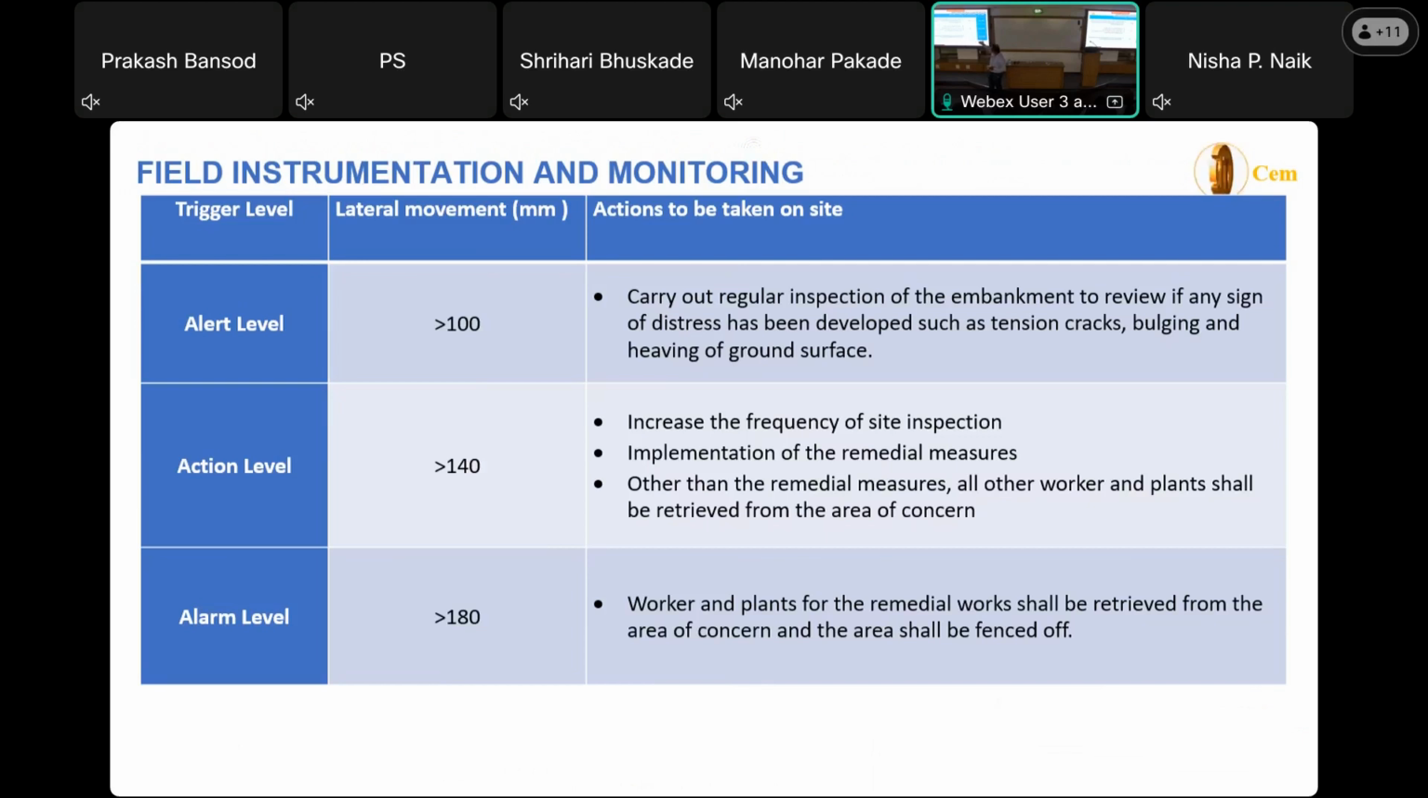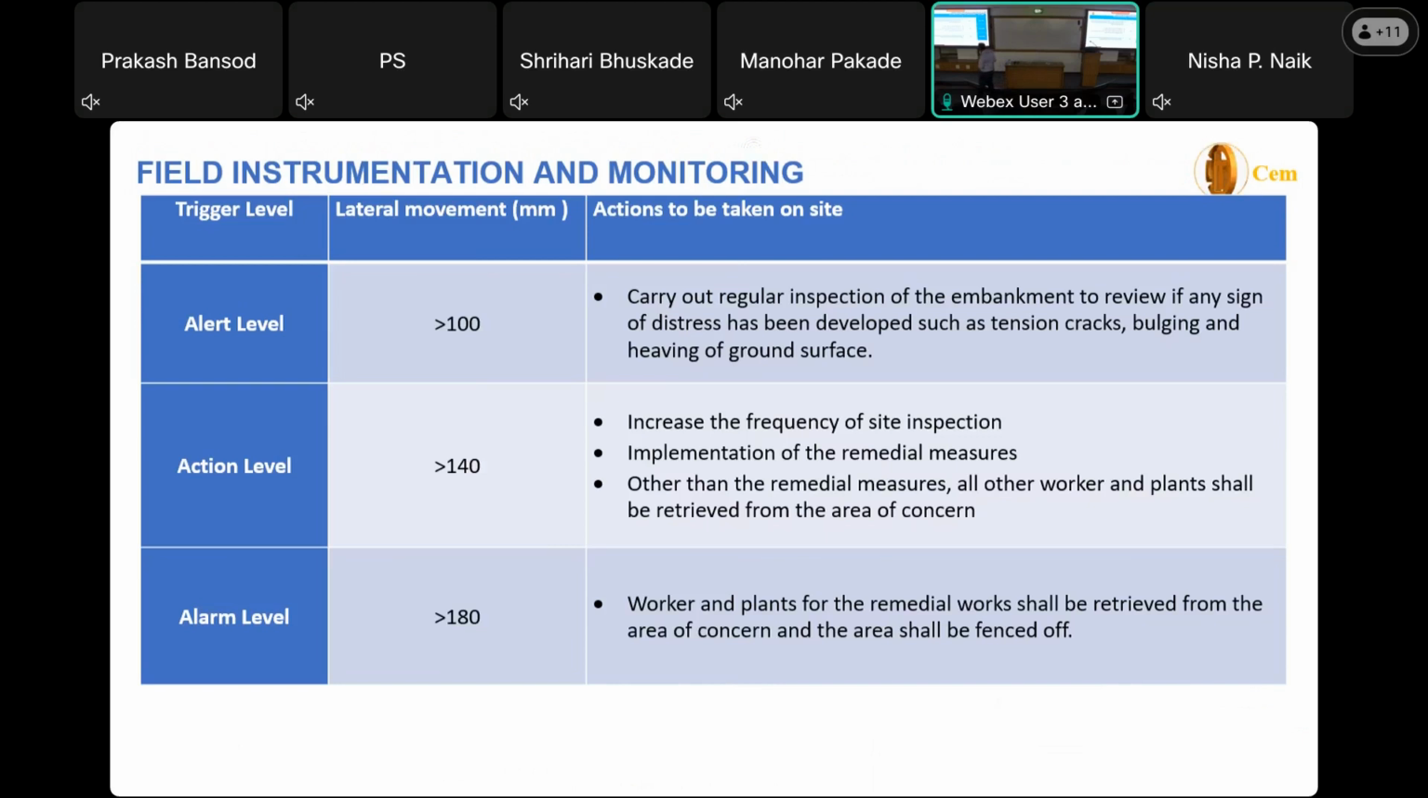It is showing the stress, so you have to gradually reduce the load and take some actions. You have to monitor frequently and increase the monitoring. And the alarm is if it is more than 180, then you have to remove everything, because you can allow a structure to fail, but you cannot allow people to fail. The life should not go.